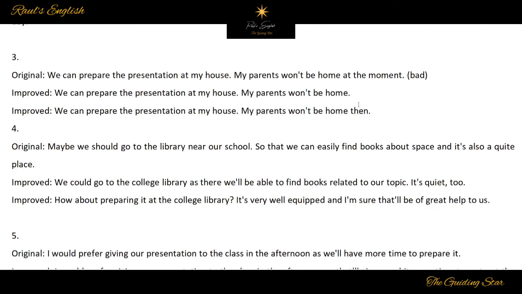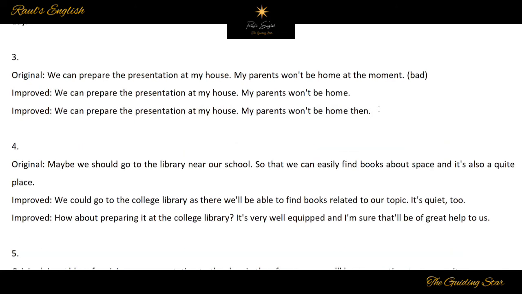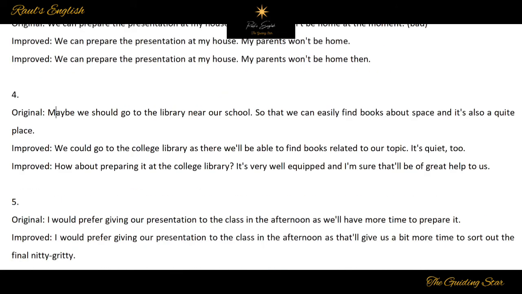Right, number 4, the original was: maybe we should go to the library near school so that we can easily find books about space and it's also a quiet place. Okay. We could go to the college library as there we'd be able to find books related to the topic. It's quiet too. Now you see it's much shorter and the information is very precise, it's very crisp.